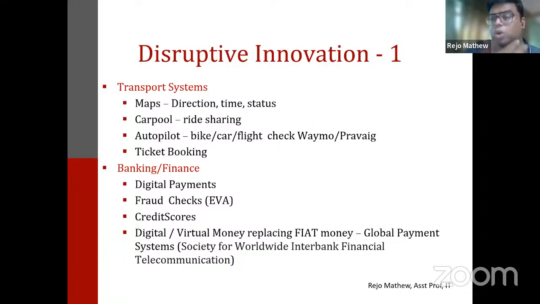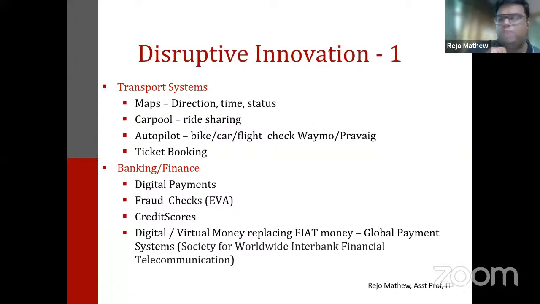Okay, next we know about autopilot. The most researched part of the transport system is the autopilot, or you can say the automotive cars, bikes, flights, all those things. Autopilot has been there for a very long time, but now you can see that there is a lot of research going on in automation of the entire system. So using AI, we are trying to automate the entire path.